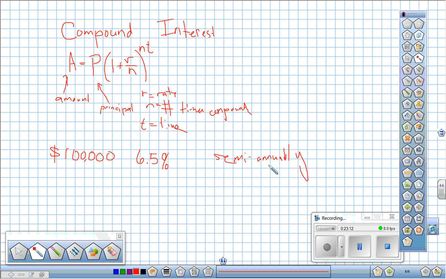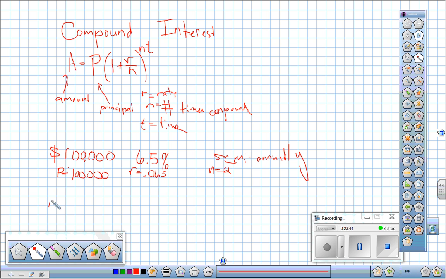That's annually, just in case you were wondering. Semi-annually is N equals 2. So I have to figure out what my R and everything equals. Don't forget that when you're given a percentage, I need to change it back to a regular number. So it will be 0.065 is what I'm actually going to be putting in my formula. My P is the amount of money that I started with, which is 100,000. So we don't have to actually change those ones.